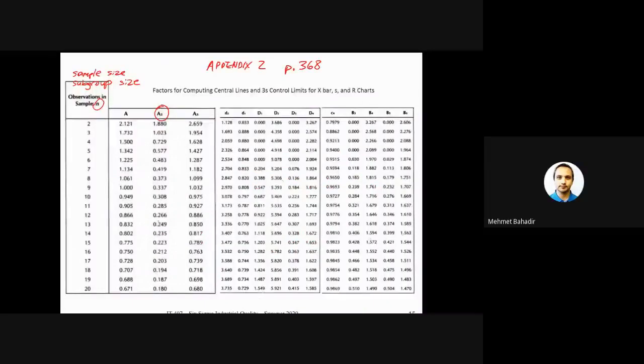So if we are considering the same example, from the first column you have to find N equals 10, and the corresponding A2 value will be 0.308. All right. So this chart is very easy to use, very easy to read, as long as you know the sample size. Any questions up to this point?